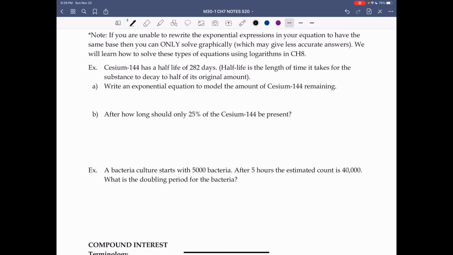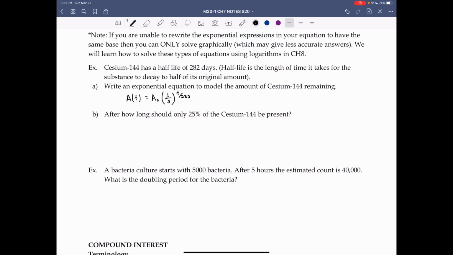So the amount of cesium remaining after t days would be the function A of t, which equals the initial amount of cesium-144, which we don't know what that is, so we're going to call that A sub 0, then times the decay rate in this case, which is 1/2 because we're talking about the half-life, then to the power of t, the number of days, divided by the time it takes for the substance to decay to half its original amount, which was 282.